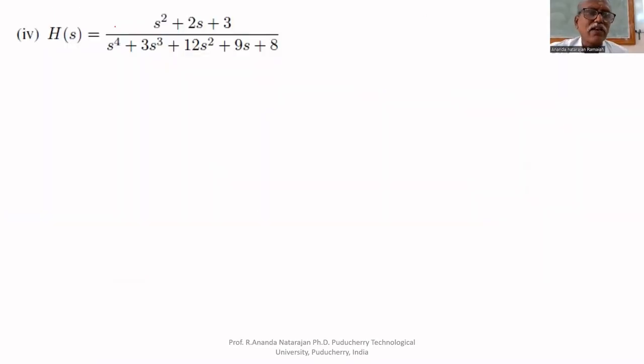Obtain the controllable canonical form for the given transfer function.